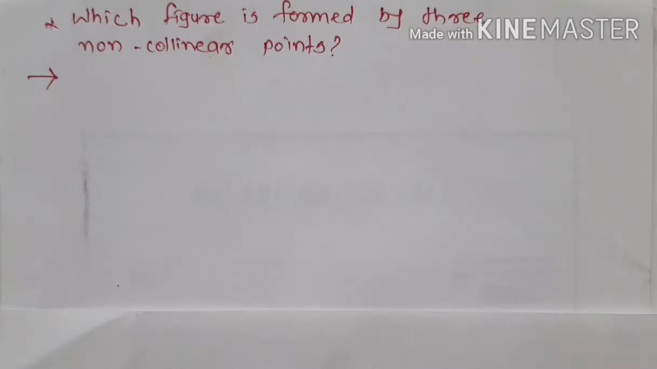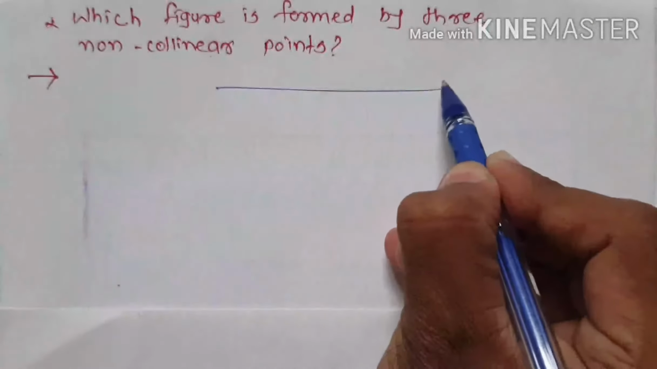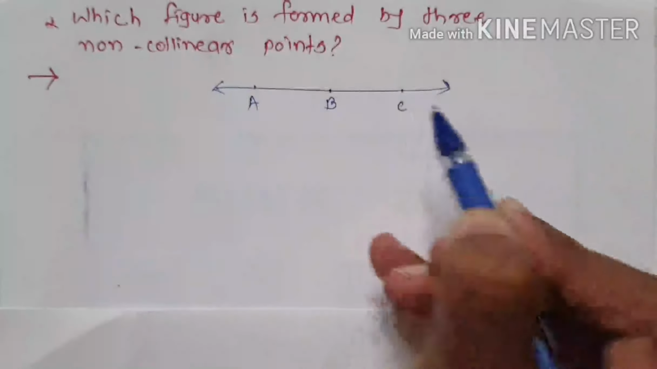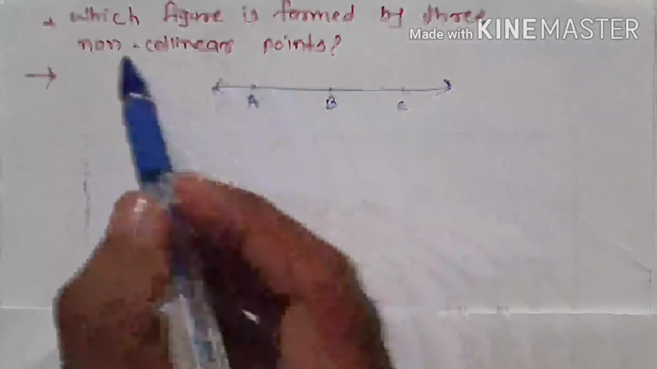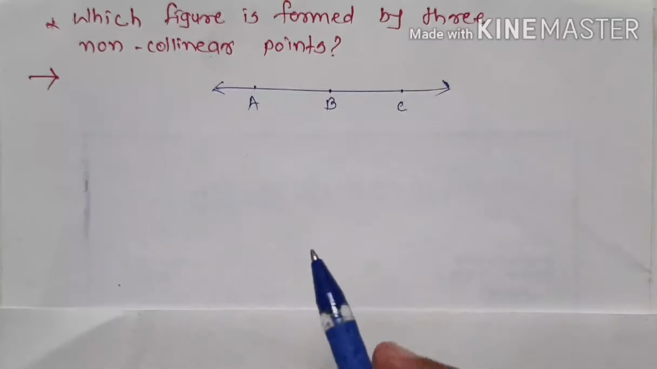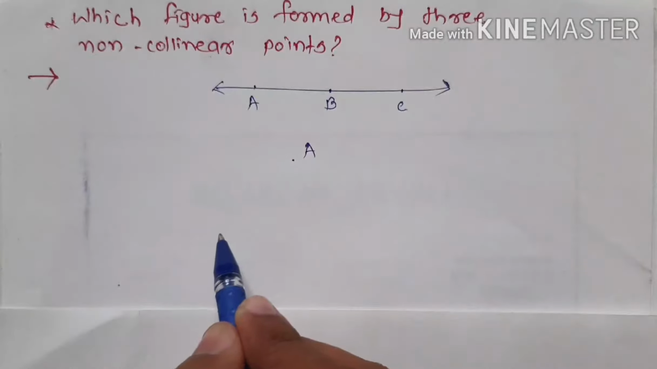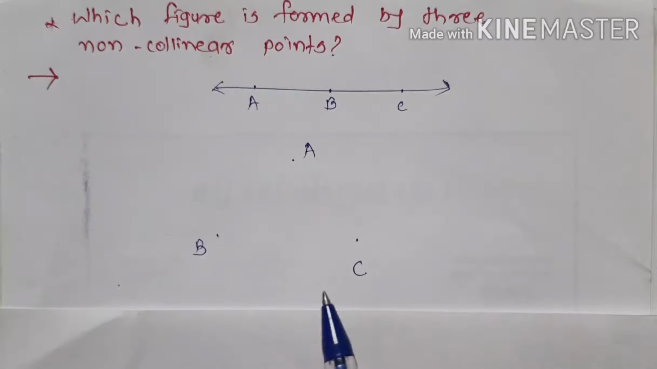Here is the next question. Which figure is formed by three non-collinear points? Now suppose there are 3 points given which are collinear, that means they are lying on the same line, then the only diagram we get is a line. Now our question is, if there are 3 non-collinear points, which diagram would we get? Suppose this is point A, this is point B, and this is point C. Now these 3 points are non-collinear, that means they are not on the same line.